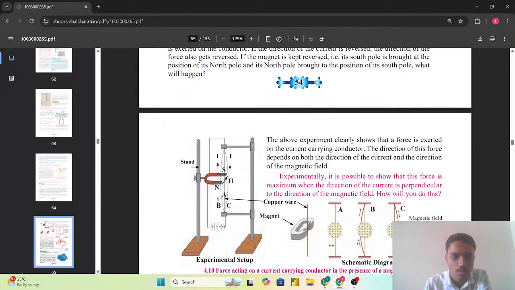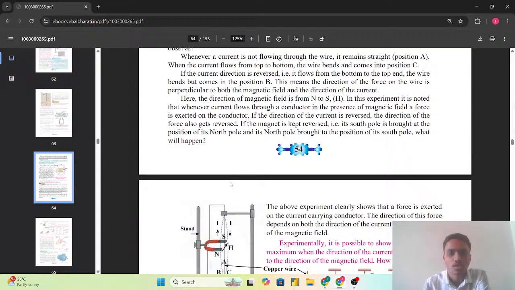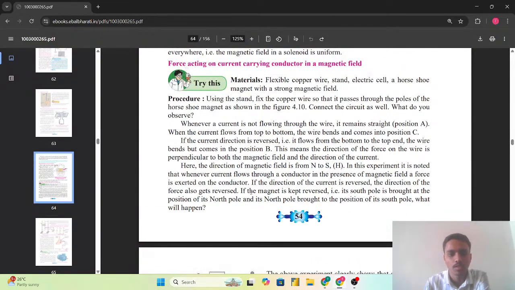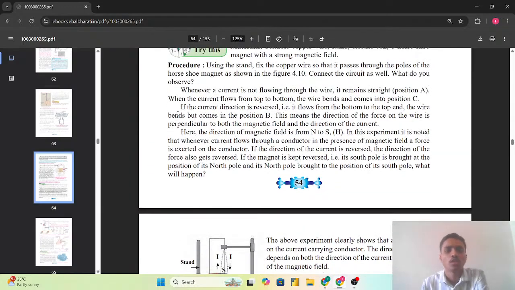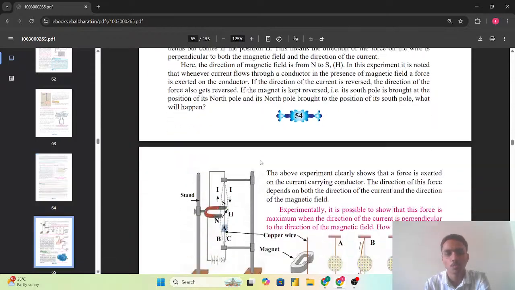To perform this experiment, we take one horseshoe magnet and put it in the stand, and attach one straight current carrying conductor to another stand. As there is no current flowing through it, the straight conductor will be in the straight direction, as position A states. Here we can see position A, in the straight direction. Whenever a current is not flowing through the wire, it remains straight, position A. When the current flows from top to bottom, the wire bends and comes into position C.